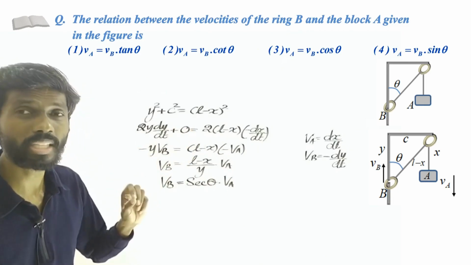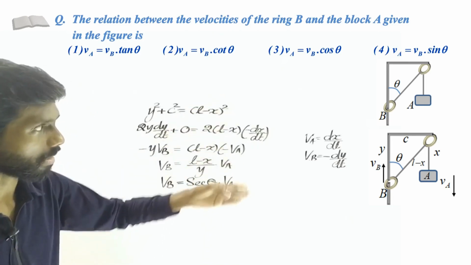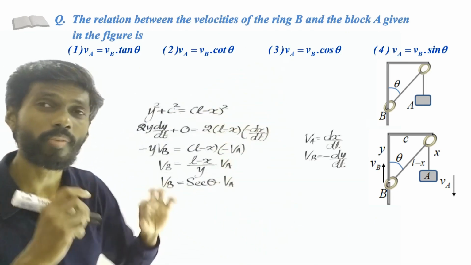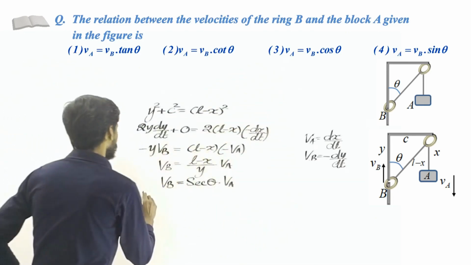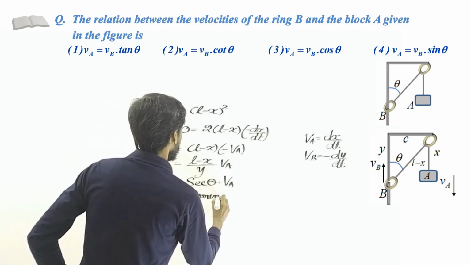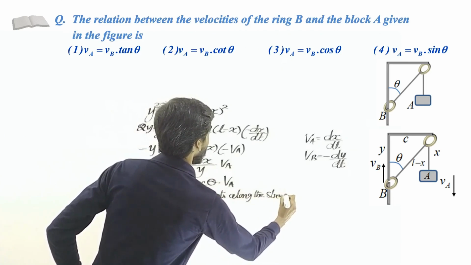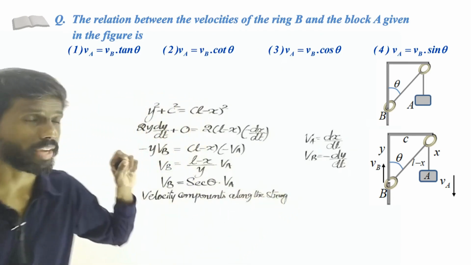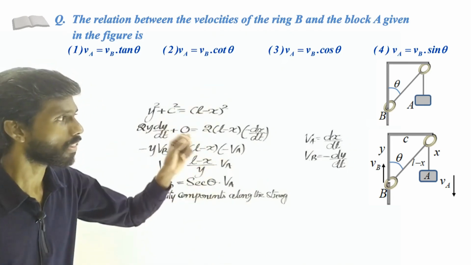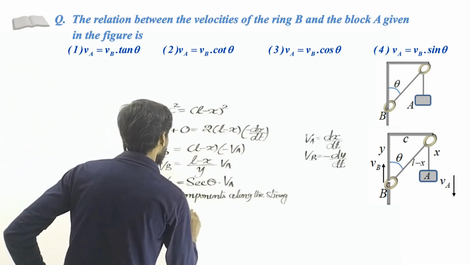Now what is the velocity of the point A along the string? The point A is already moving along the string only, as the string is moving vertically downwards. So the velocity components along the string for both the points will have the same value. What is the velocity component of A along the string? That is the velocity of A itself, because the string is also moving in the vertically downward direction, and the block A is also moving vertically downward. So that is the same as the velocity of A only.